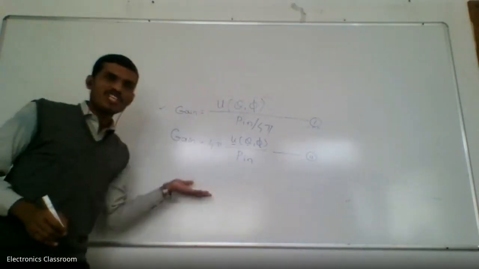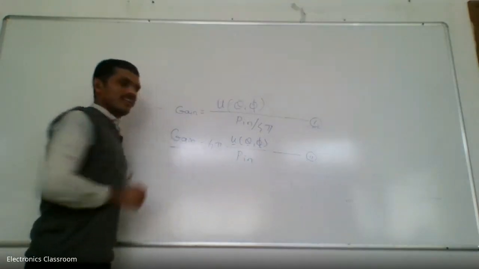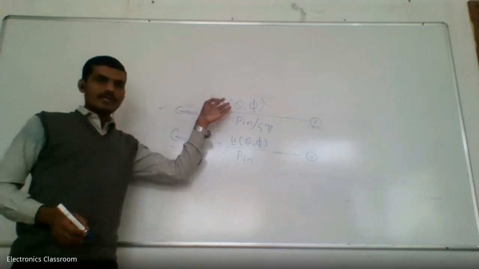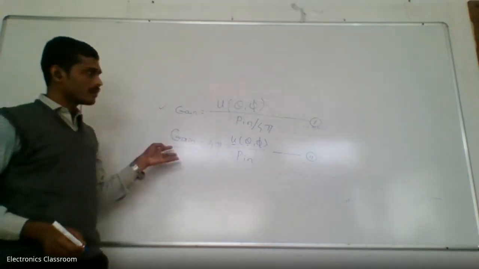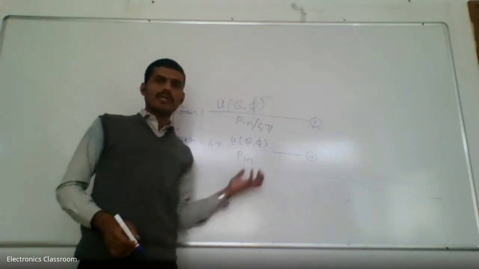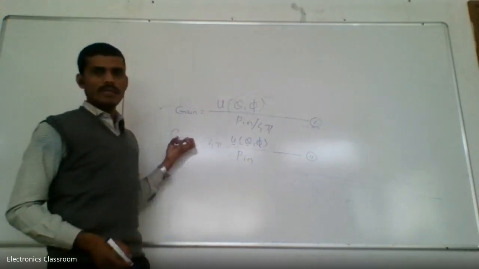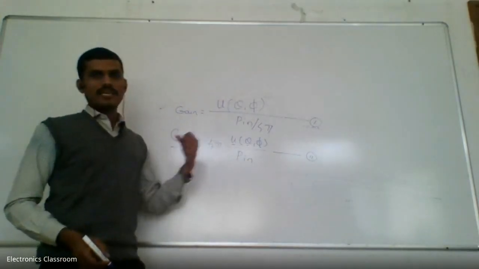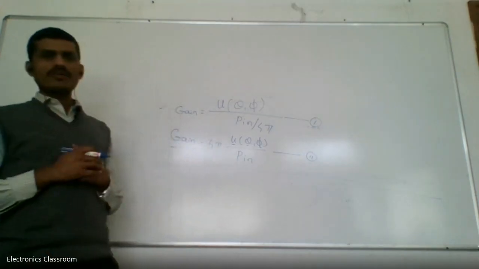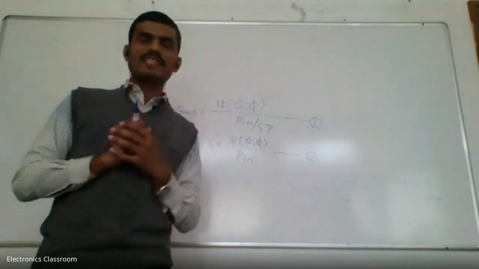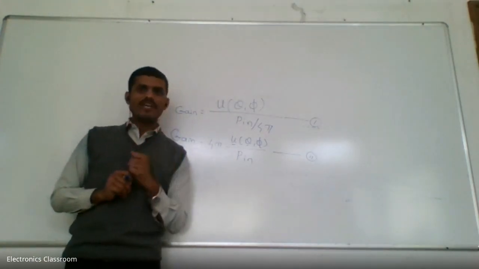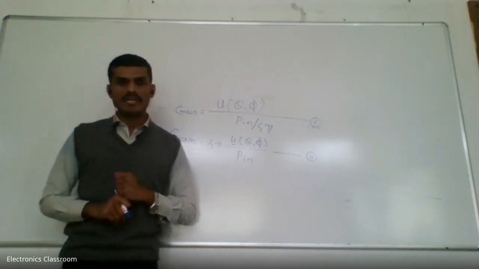And there is no unit for the gain. Your intensity has some unit, but when we calculate the gain, the two units cancel each other and your gain parameter is dimensionless. There is no dimension. Now, in most cases, we deal with the relative gain instead of simple gain.